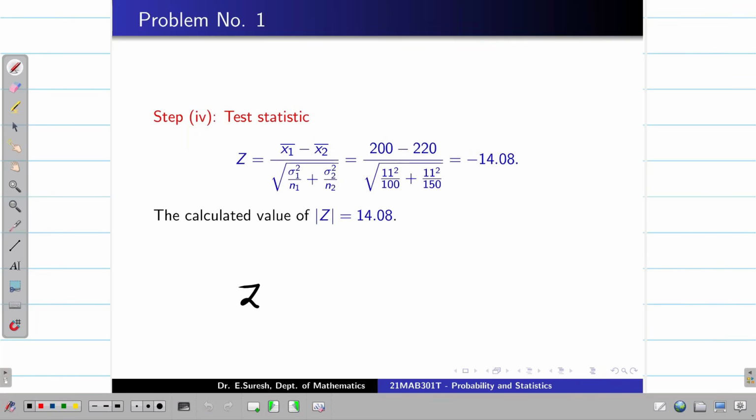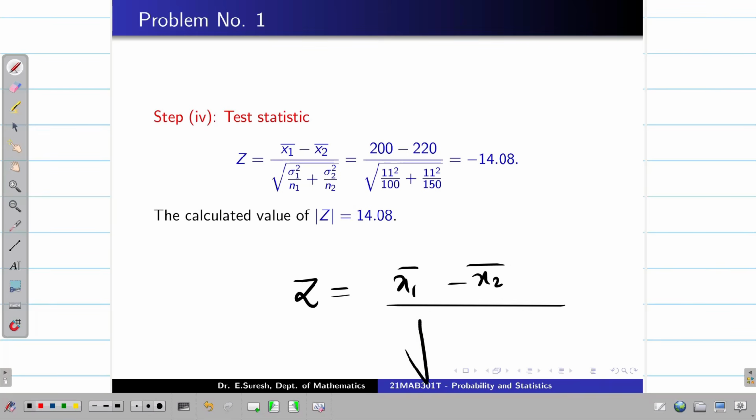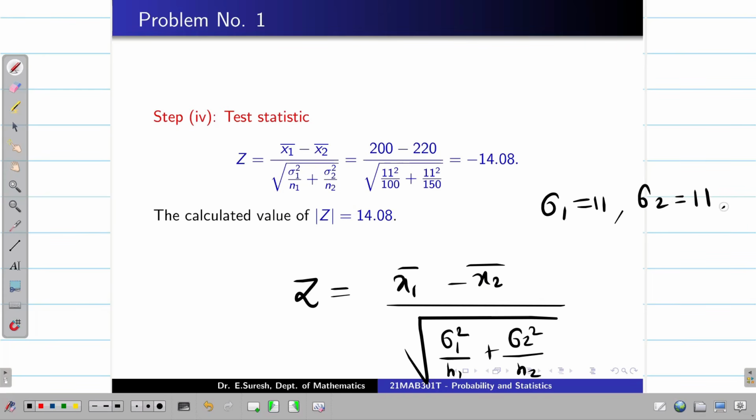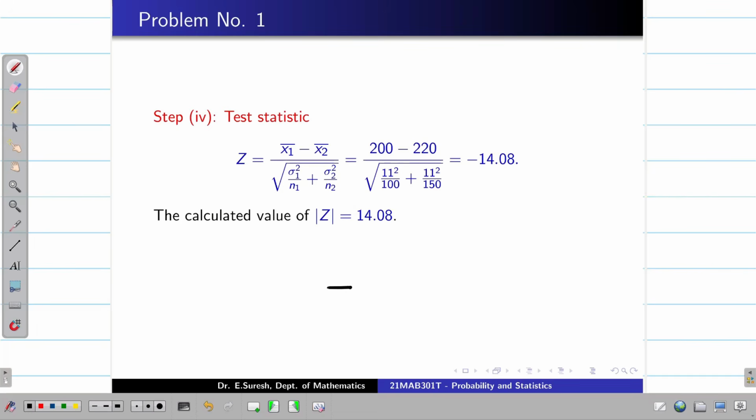Now we know the formula for the Z statistic. Suppose you don't want to change the formula, keep it as it is: the numerator is x1 bar minus x2 bar, and the denominator we can keep as sigma 1 square by n1 plus sigma 2 square by n2. Sigma 1 is also the same, and sigma 2 is also the same. We can substitute and simplify this.